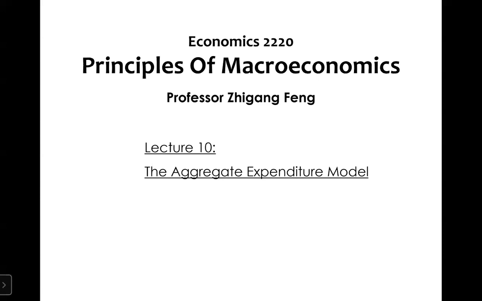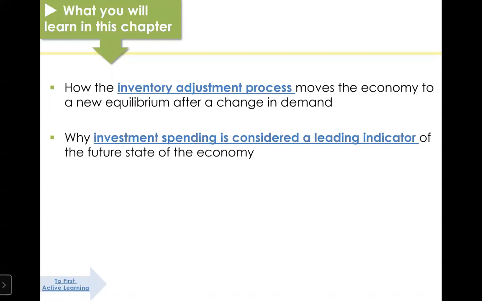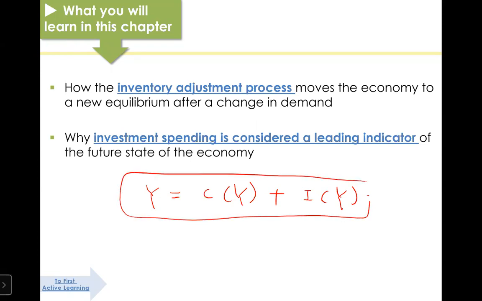Now we are ready to look at this aggregate expenditure model. What we are going to do here is look at this equation again: Y equal to C(Y) plus I(Y). What we have done in the previous lecture is look at this component and this component separately. Now we are going to bring them together.